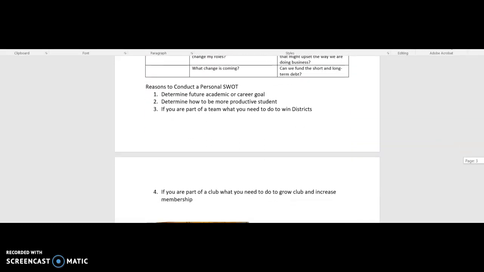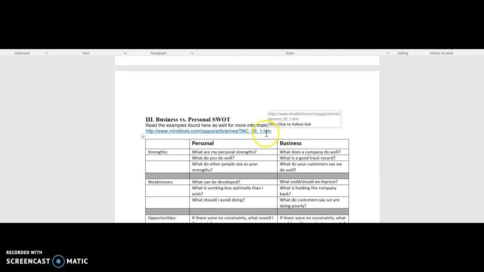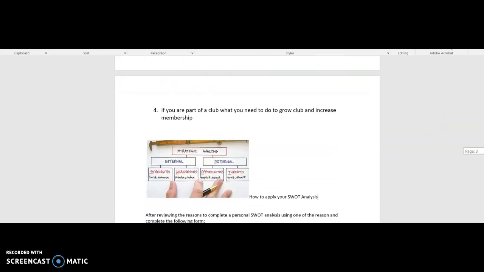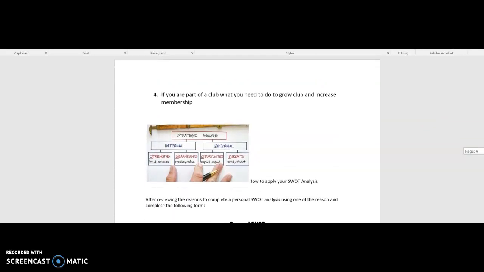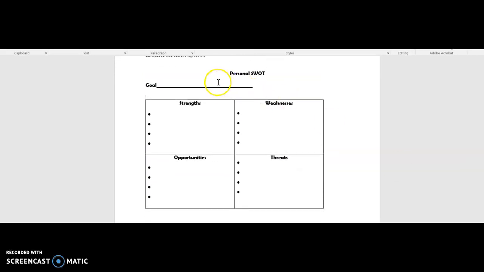Okay, so I gave you reasons you might conduct a personal SWOT analysis. There's also an article on here about how to do it personally. And so, let me skip to this. Okay, and so what you are going to be doing then is providing me a goal and then writing out your personal SWOT analysis for that.